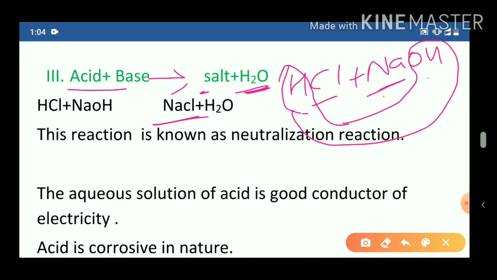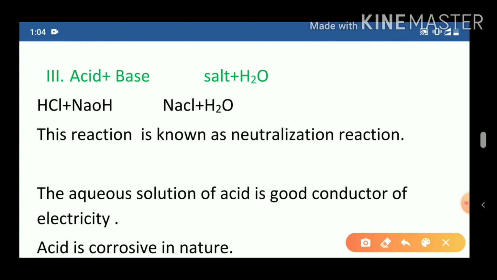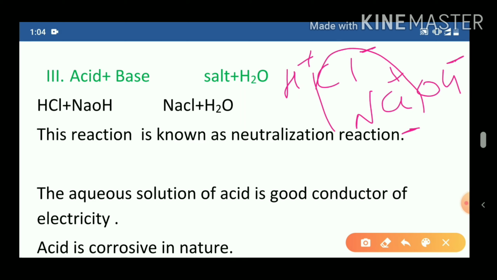Now, one other trick is there. HCl, H is plus and Cl is minus. NaOH, Na is plus, OH is minus. Now the plus part will combine with minus and the minus part will combine with plus. That means the positive part will combine with the negative, and the negative part with the positive. You know that same poles repel and opposite poles attract. So the Na plus will combine with Cl and OH will combine with H. Now H2O and NaCl.